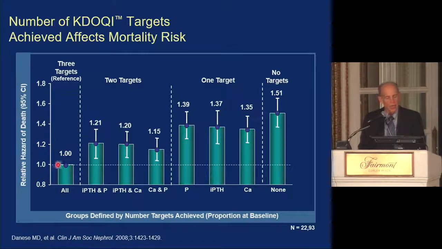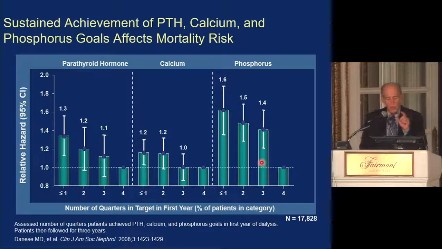Got them to hit all of the KDOQI targets, they would come back here. These are association studies, but this is pretty strong data. Mark also showed that time in range mattered. If your phosphorus was in control 4 out of 4 quarters, your patient did well. If they missed 1 quarter, their mortality went up. 2 quarters more, 3 quarters more. Calcium, not so much. PTH, not so much. I've been harping on phosphorus all morning for a reason.